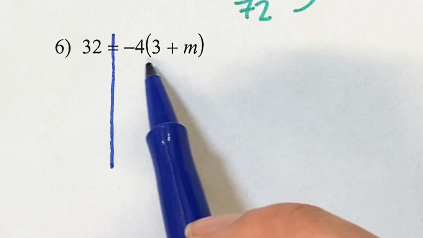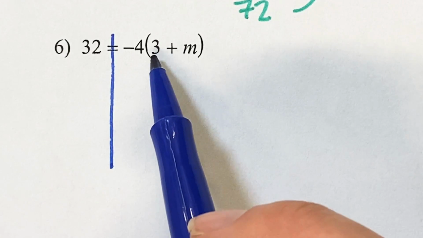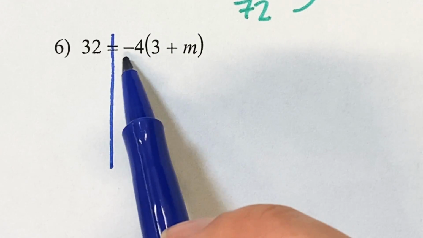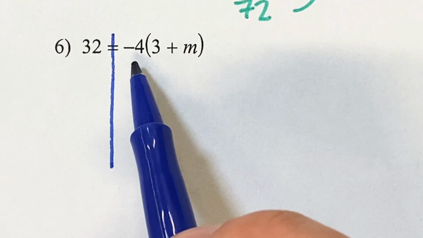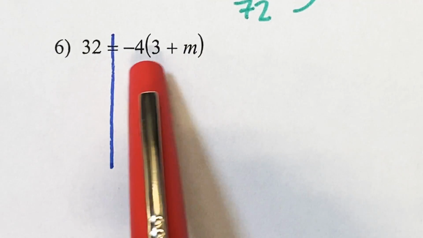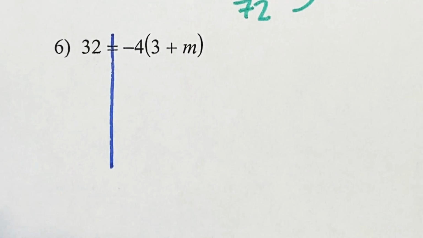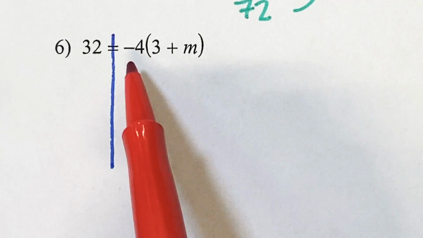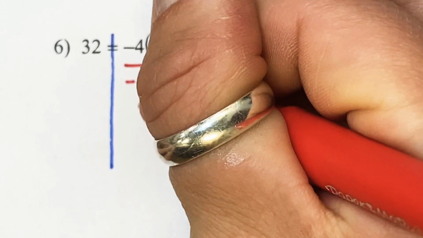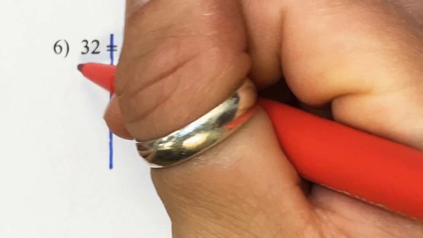Which piece is farthest away from the m? Notice that the 3 is inside the parentheses with the m. It's this times by negative 4. So we need to get rid of this times by negative 4. It's multiplying because it's right next to the parentheses. So what is the opposite of times by negative 4? Divide by negative 4. You have to include that sign.